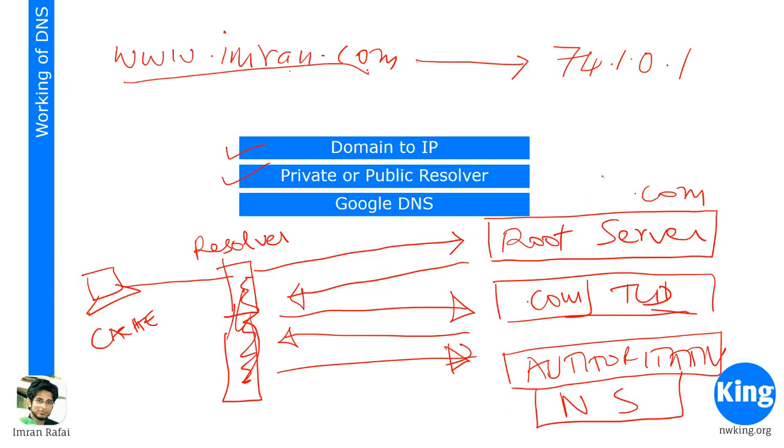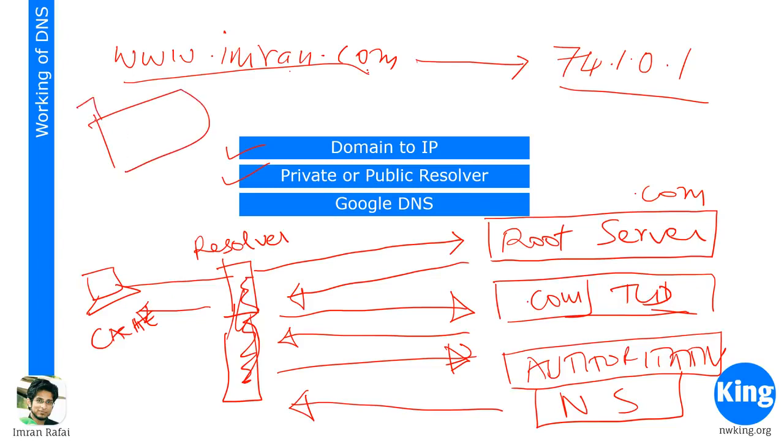This authoritative name server says, okay, imran.com is available at 74.1.0.1. It sends that information back to the resolver. The resolver puts that in its cache, and it sends that back to your computer. Your computer then contacts that server, let's say this is the server, which is 74.1.0.1. It contacts the server, and the server sends the HTML file, and it displays that information.